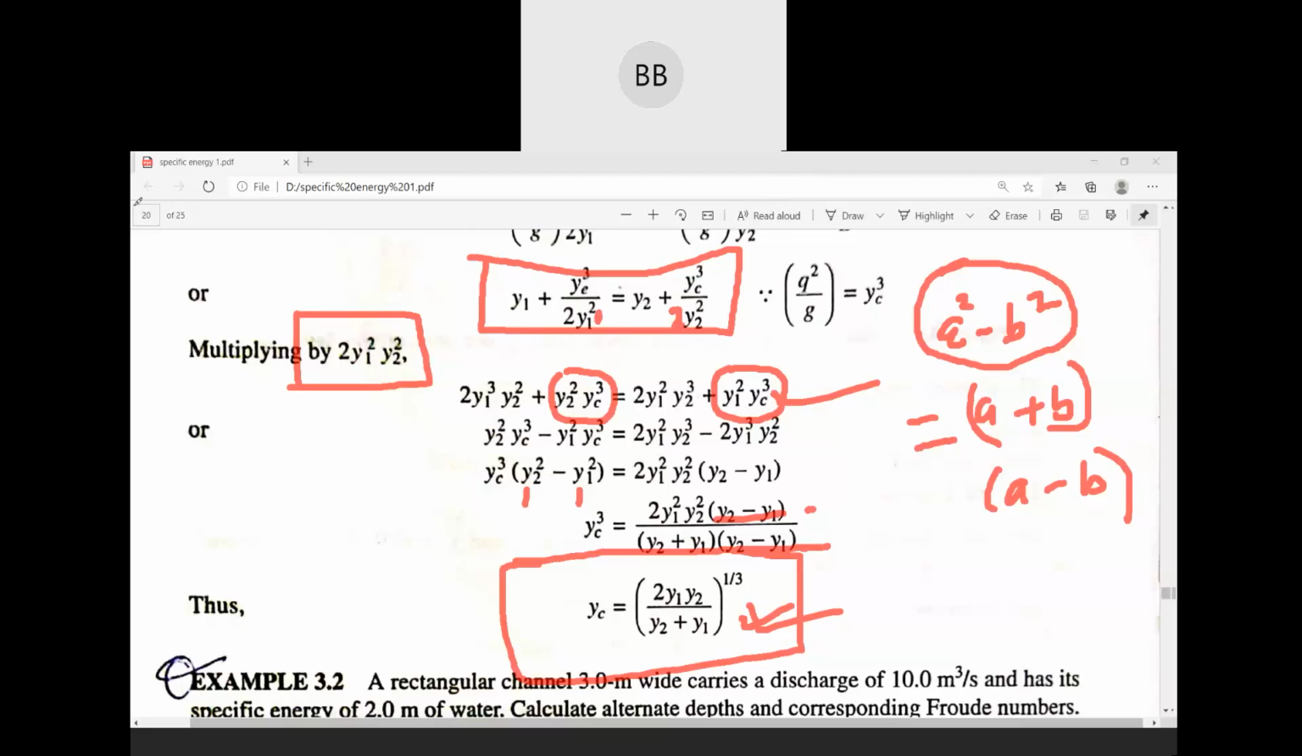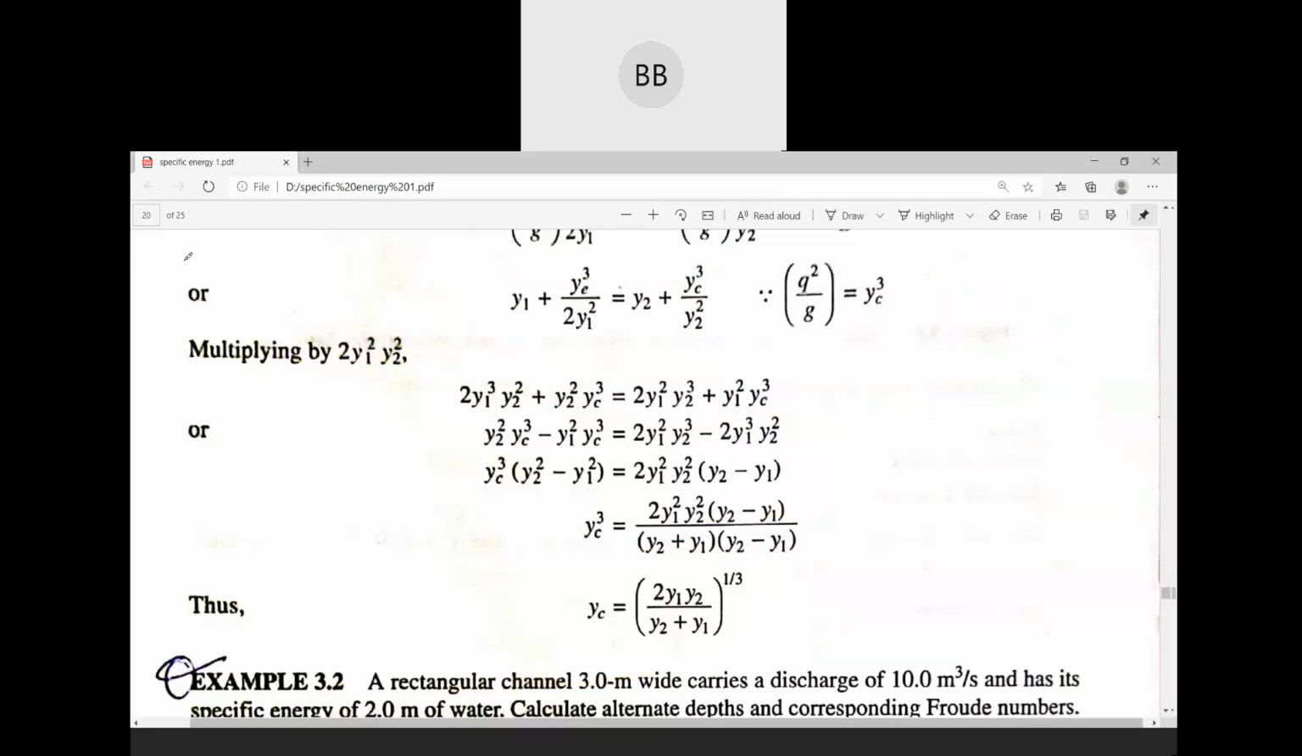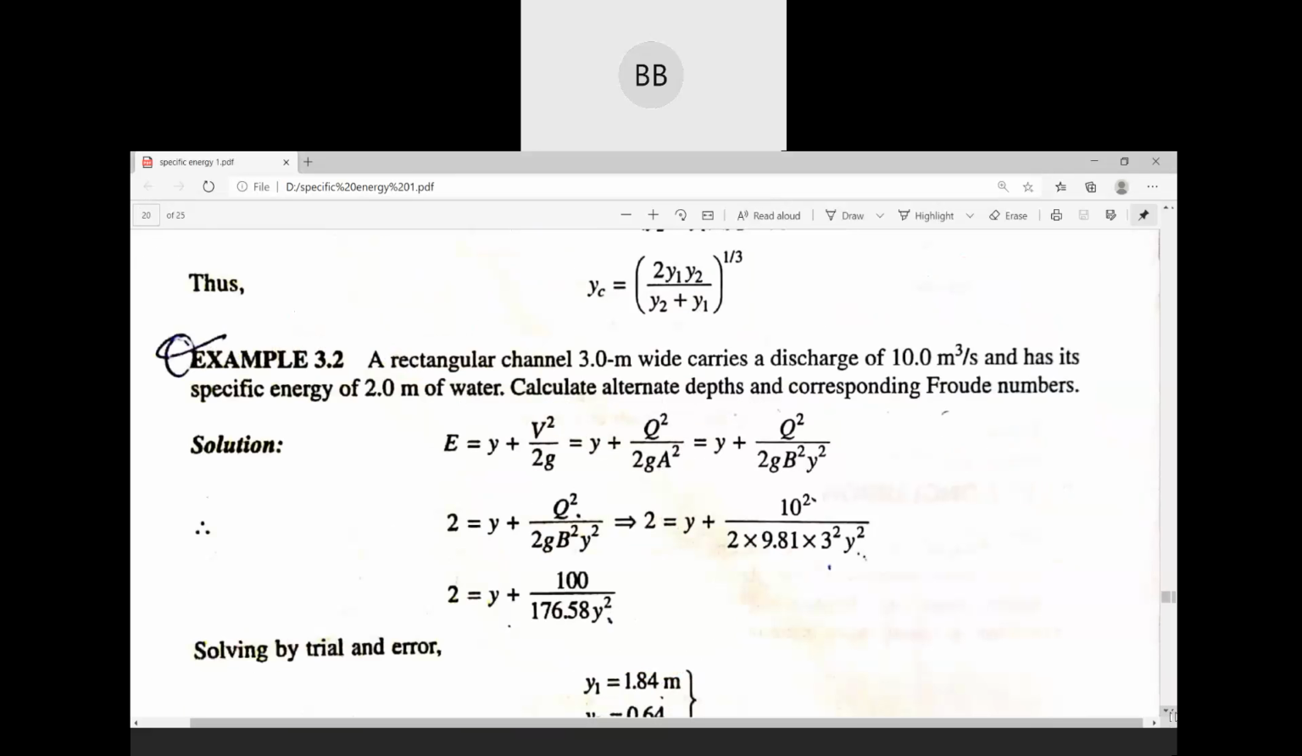Okay, fine. Then we move on to the next numerical. So kindly write down the next numerical.